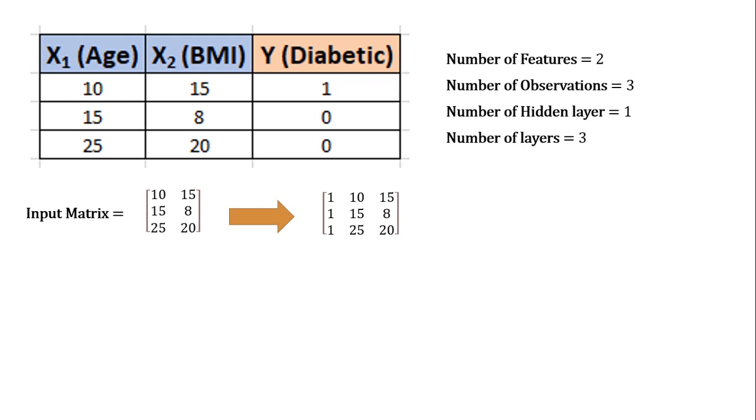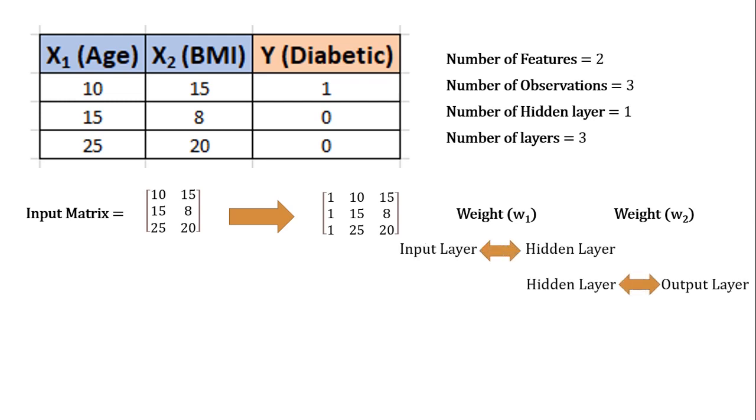Now let's have a look at the weight matrix as well before actually solving the problem. So we will initiate two weight matrices, w1 and w2. Here w1 will be the weight between the input layer and the hidden layer, and w2 will be the weight between the hidden layer and the output layer. So guys, let's randomly put some values in the weight matrices between 0 and 1, so that we can solve the problem and train our neural network.